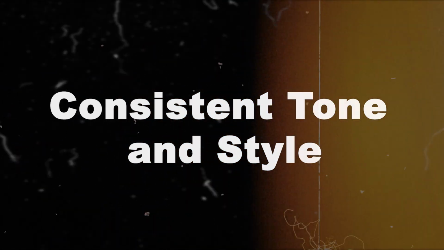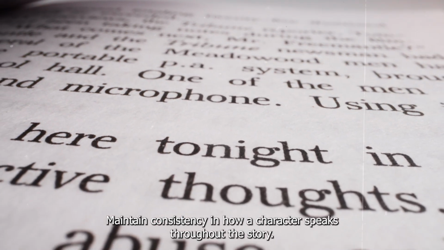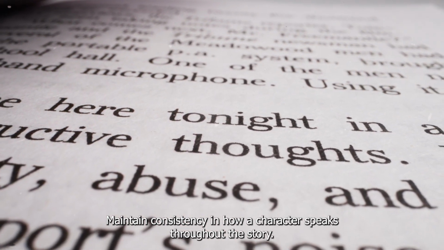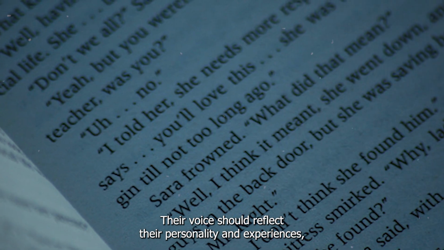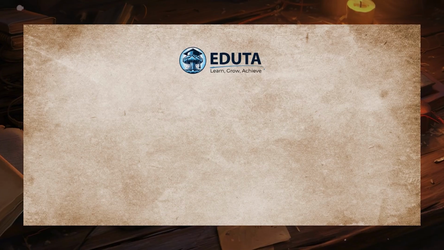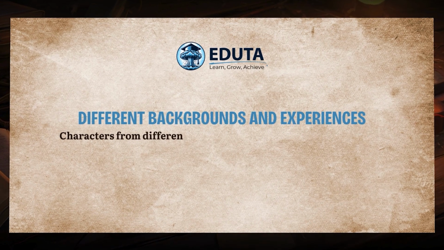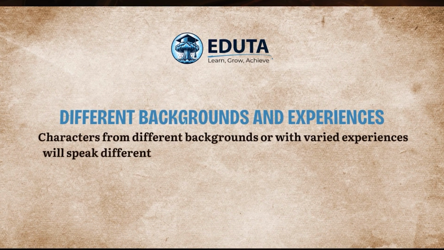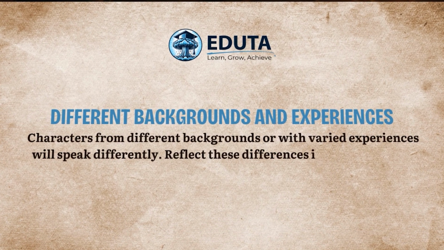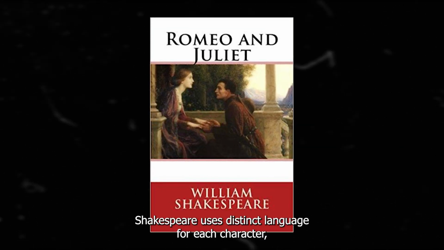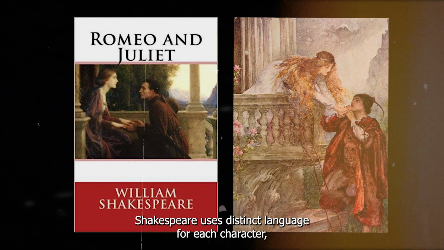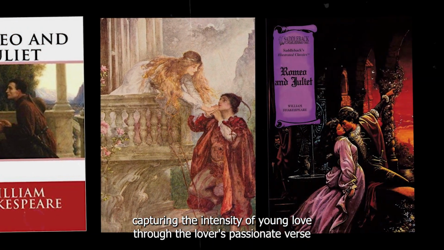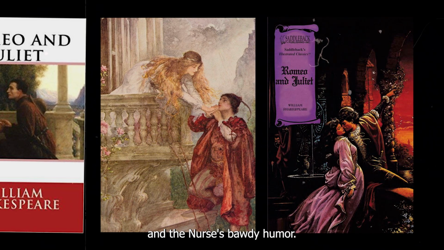Consistent tone and style. Maintain consistency in how a character speaks throughout the story. Their voice should reflect their personality and experiences. Different backgrounds and experiences. Characters from different backgrounds or with varied experiences will speak differently. Reflect these differences in their dialogue. Example: in Romeo and Juliet, Shakespeare uses distinct language for each character, capturing the intensity of young love through the lovers' passionate verse and the nurse's bawdy humor.